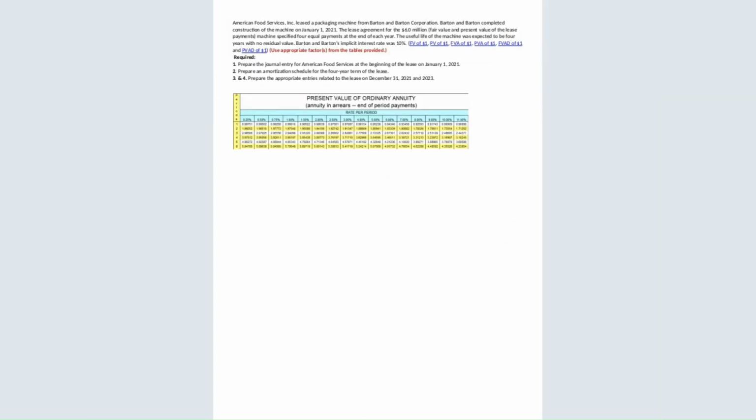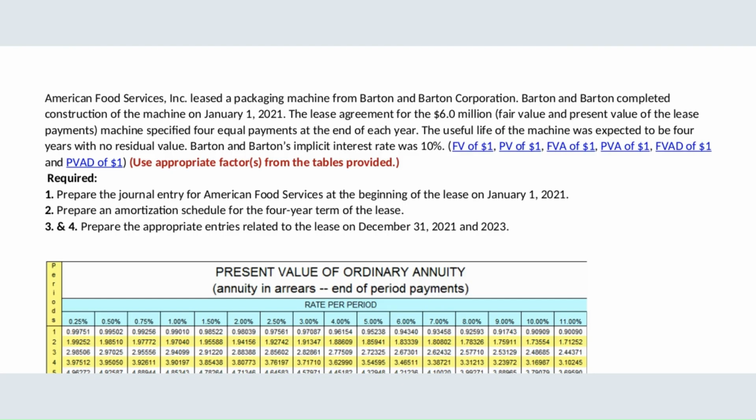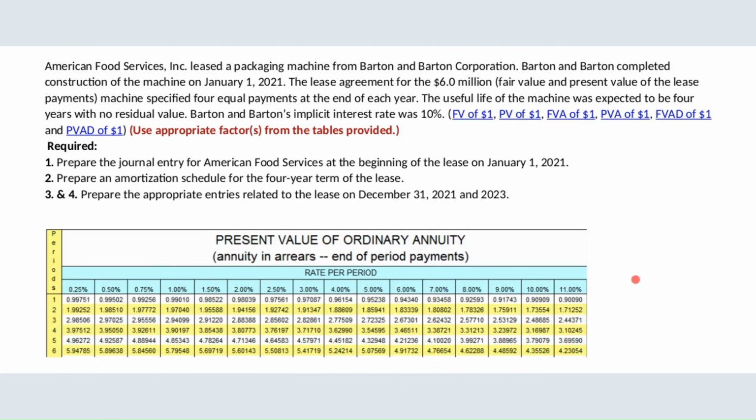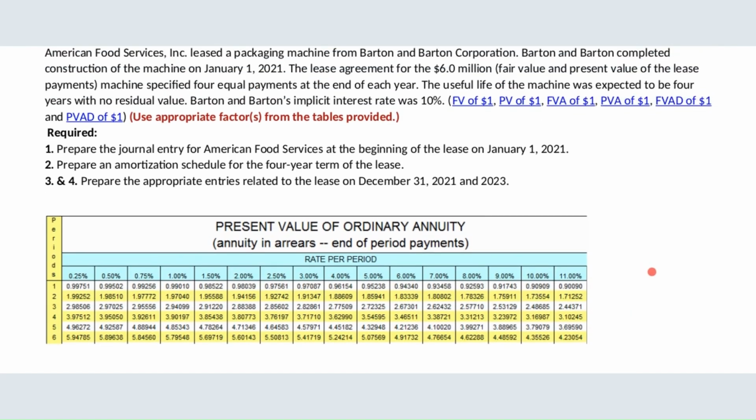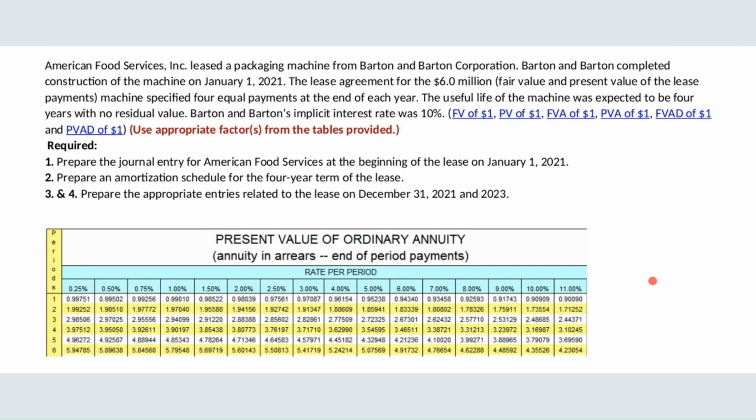Okay, thank you. Just checking. All right, so we have our first exercise. I hope I have space here to move along. So I kind of have a partial present value of ordinary annuity table in this case.